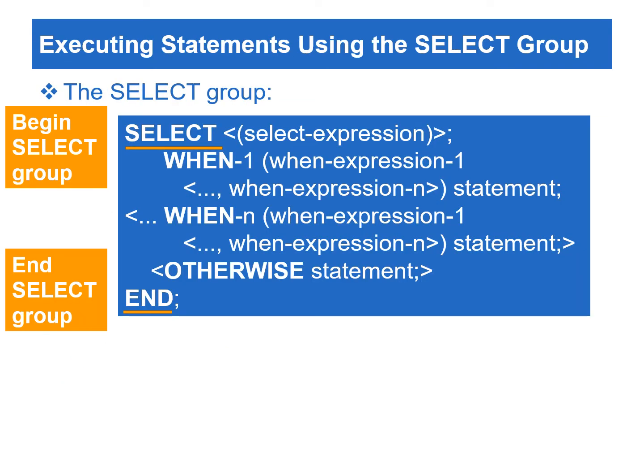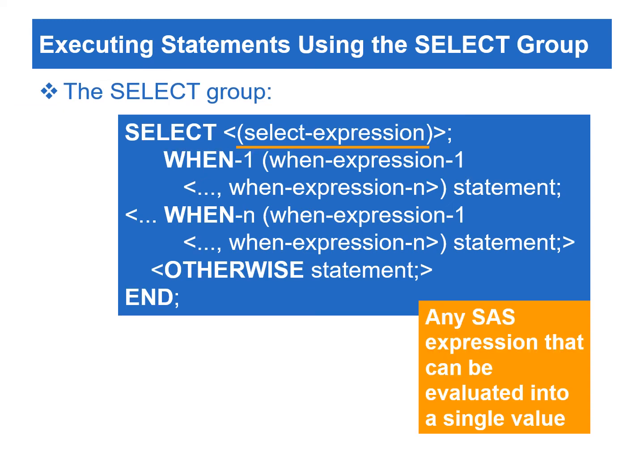The select group is an alternative method to execute one of several statements. A select group consists of several statements that start with the select statement and end with the end statement. In the select statement, the optional select expression is used to specify any SAS expression that can be evaluated into a single value.